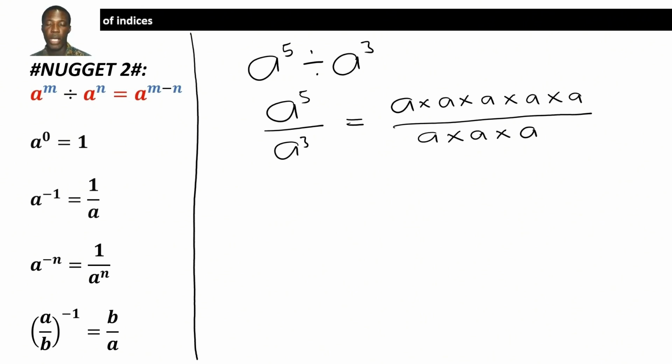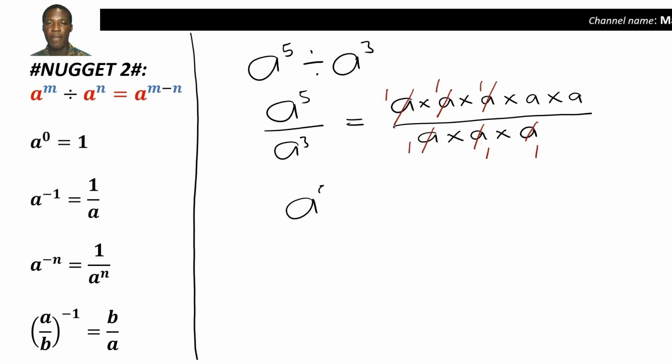Okay, now in fractions, when we have common factors in the numerator and the denominator, we cancel them out. So in this, we can see that a can cancel a. So a goes here, one goes here. Another a goes here, one goes here. Another a goes here, one goes here. Okay, now let's multiply the remaining values.